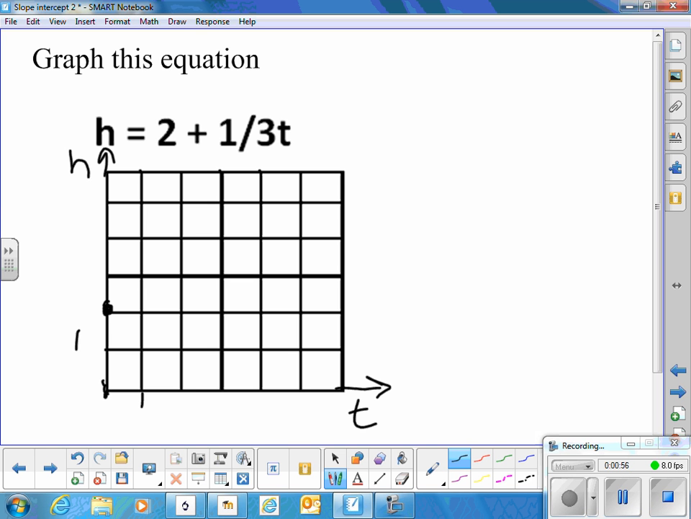Then, for each t I go over, I go up 1 h. Another way to do that would be, instead of just doing up 1 and over 1, go up 1 and over 3. So if I went over 3 t's, 1/3 of 3 would be 1, so that would be 2 plus 1, so that would be 1 higher, which is 3.